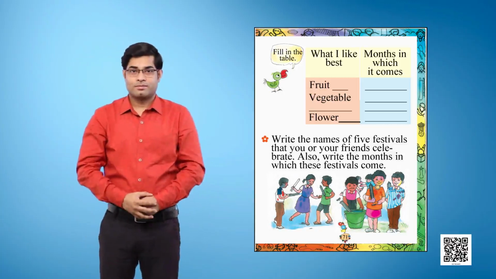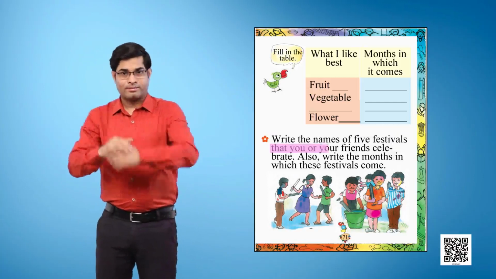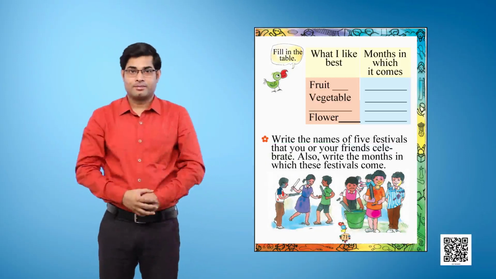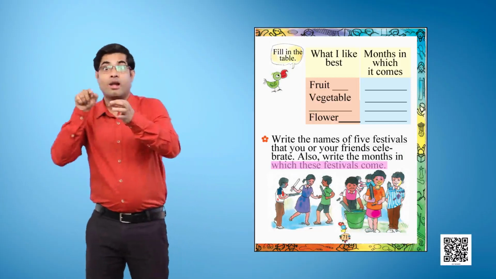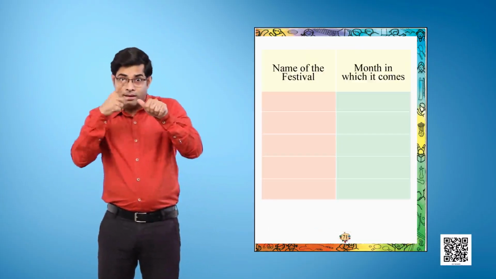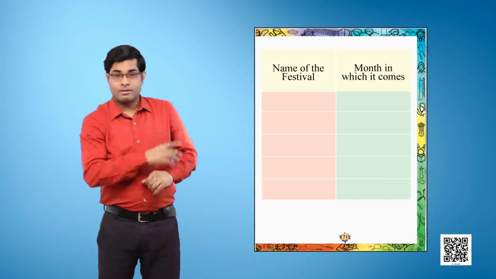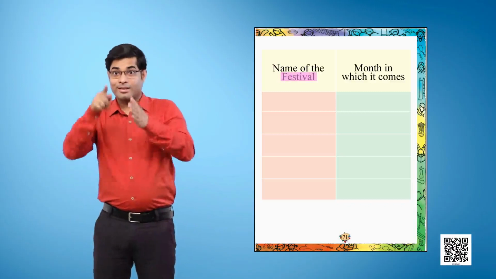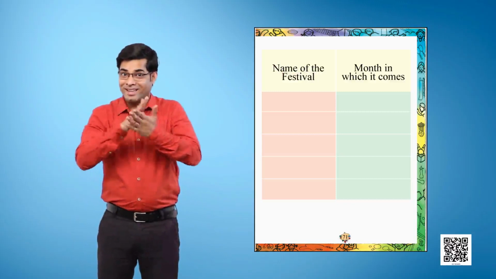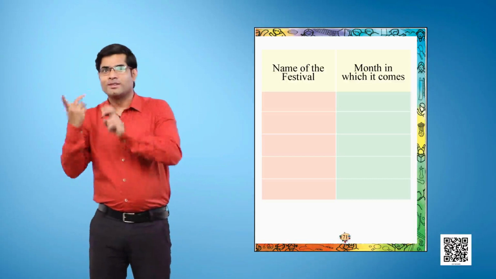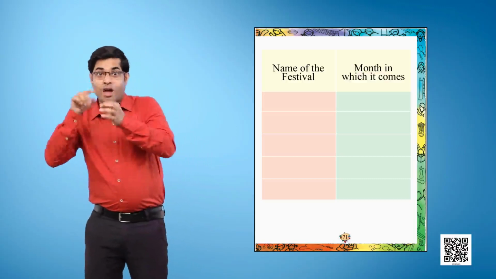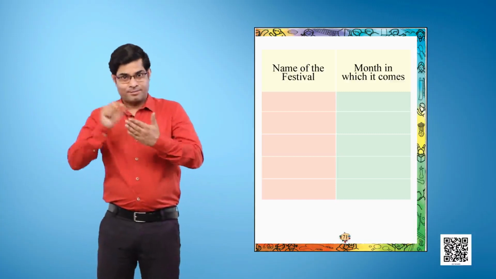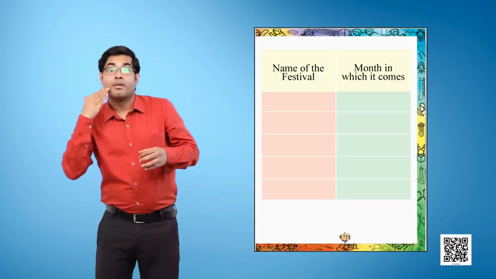Question 2. Write the names of five festivals that you or your friends celebrate. Also, write the months in which these festivals come. For writing the answer, a table with two columns and six rows is given. Column 1 heading is Name of the Festival. Column 2 heading is Month in which it comes. You have to write the Name of the Festival in 5 rows of column 1 and the Month in which it comes in the 5 rows of column 2.